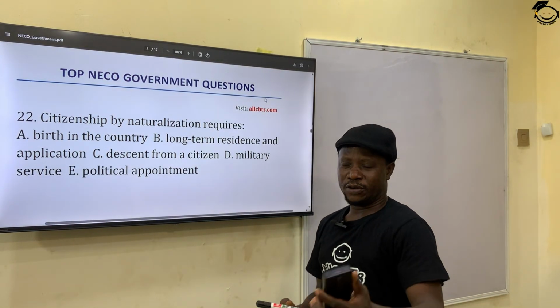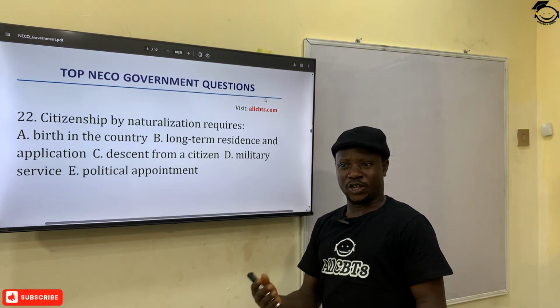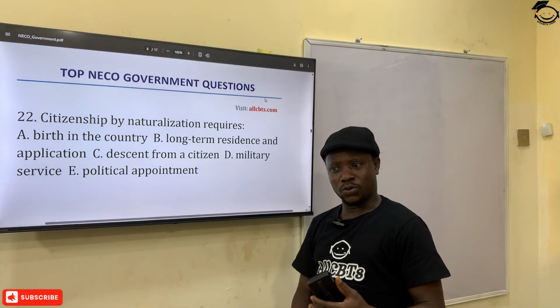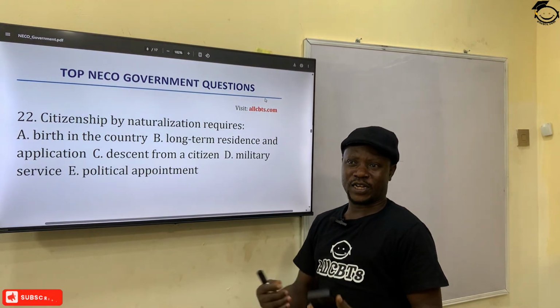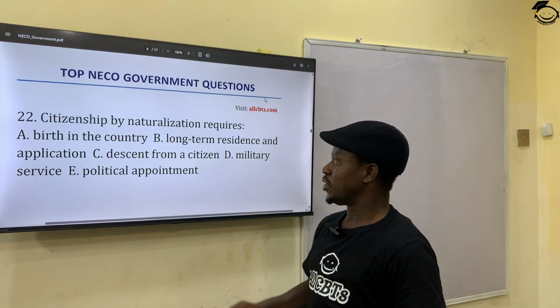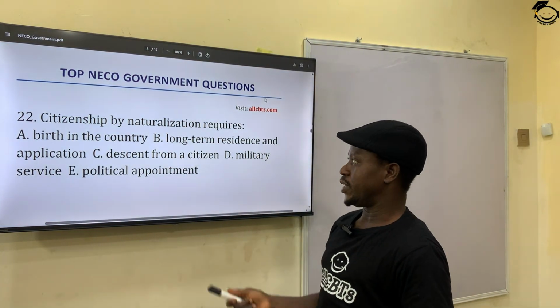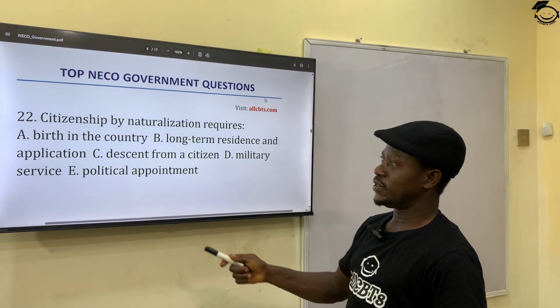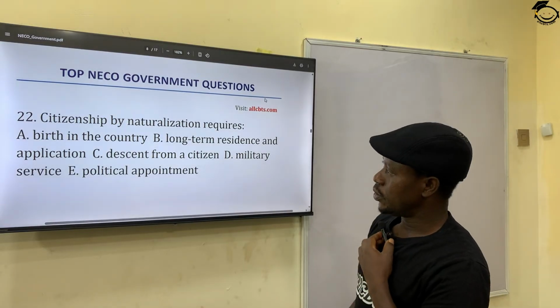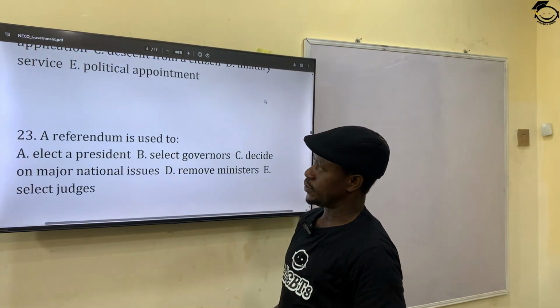Now in the UK, in the US, once I've stayed up to 5 years, you can apply for a residence permit. And when you go and stay later for a longer year, you can apply for citizenship. Or in Nigeria here, you stay 15 years and afterwards, you can apply for citizenship. Long-term residence and application. The correct option is B. Okay, so let's see the next question.